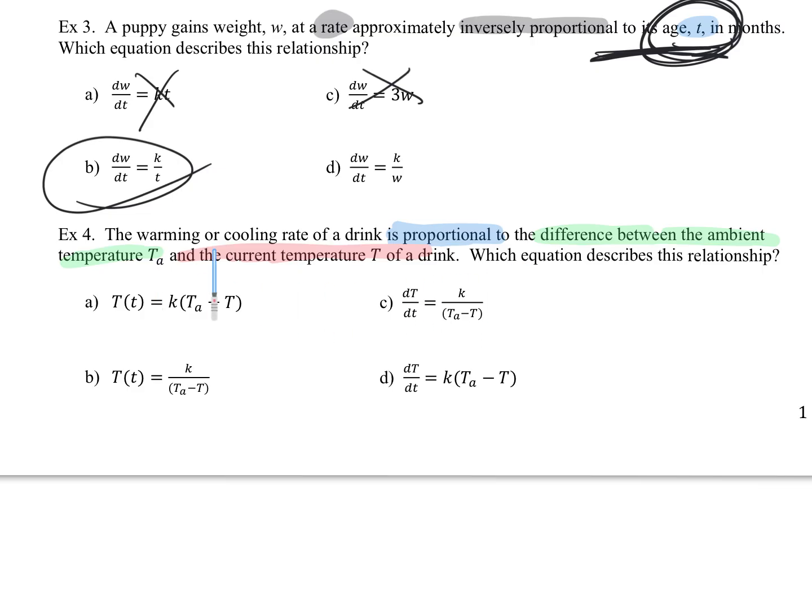Okay, warming or cooling rate of a drink. Rate. Do we care about T or dT/dt? Do you like that as dT/dt? Okay. Varies proportionally would be D since it's multiplying. Yeah, right there. You're like, proportional means it's not inverse, so this is dividing. So it's got to be D. And you agree difference means subtract. So I feel good about it.